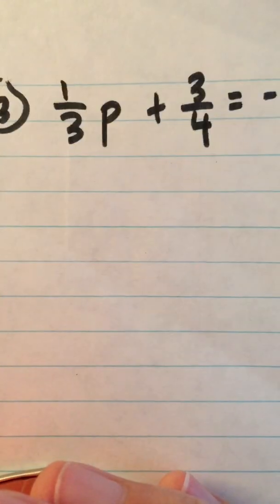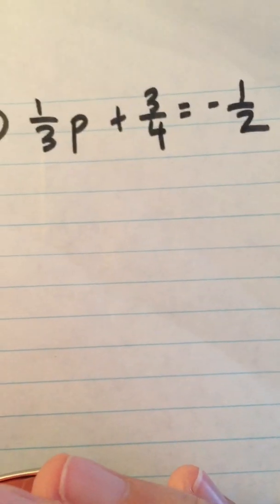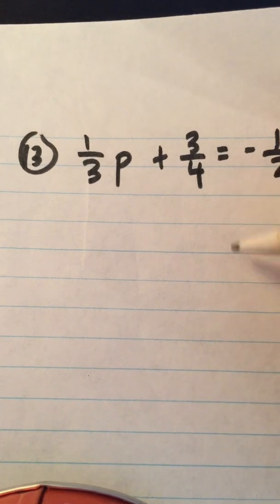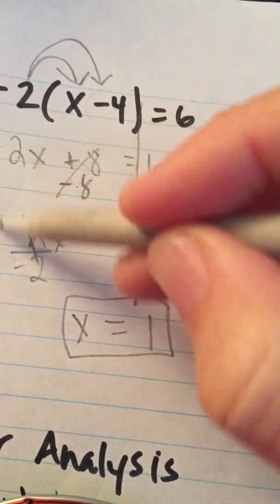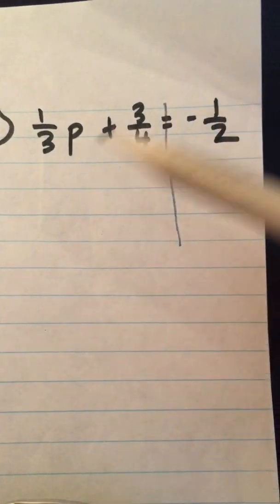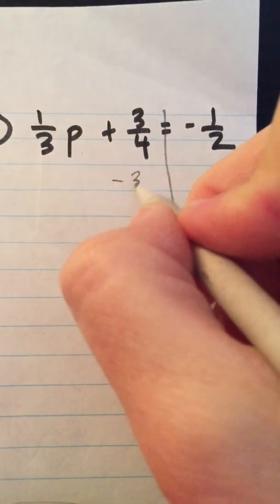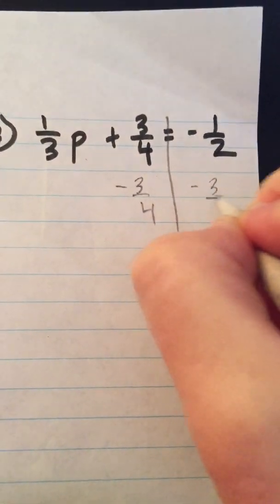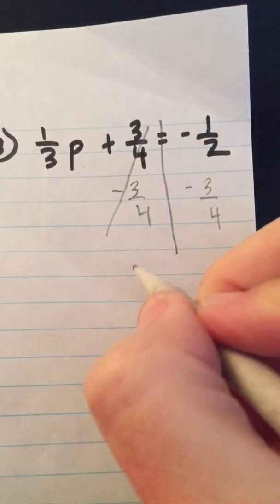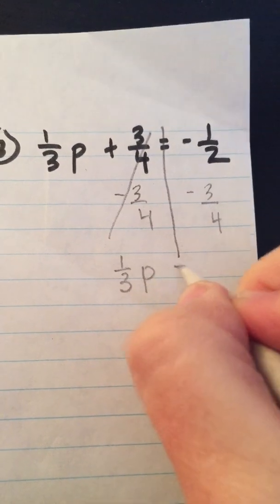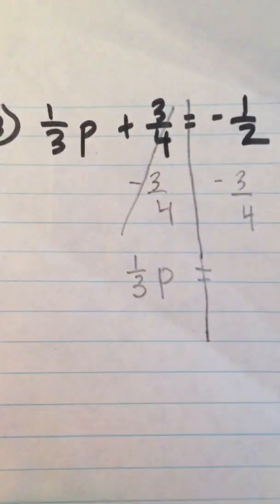Alrighty. The fraction one, everybody's favorite. Two sides. I'm going to follow all the same steps that I did right here. There's just fractions. All right, so I'm trying to get the variable alone, so I'm going to subtract 3/4 from both sides. 3/4 minus 3/4 is 0. That leaves me with 1/3 p equals.